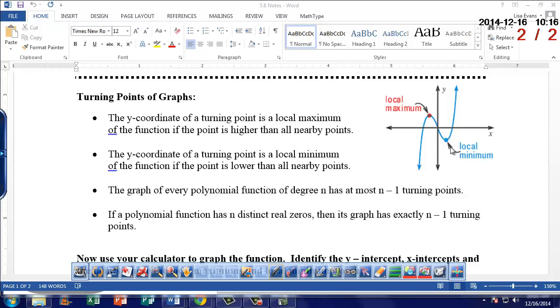The graph of every polynomial function of degree n has at most n minus 1 turning points. So if I have a polynomial function of degree 4, we're going to have at most 3 turning points. If a polynomial function has n distinct real zeros, then its graph has exactly n minus 1 turning points. But we'd have to solve and see, do we have any imaginary zeros or not.